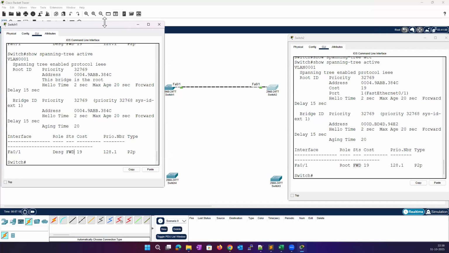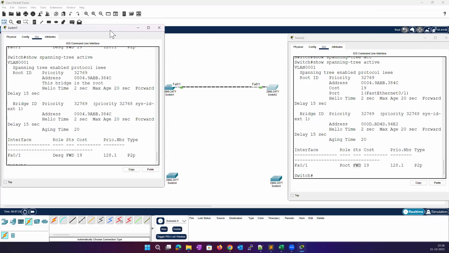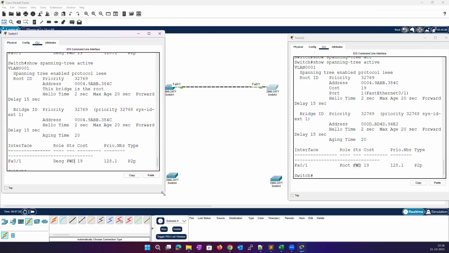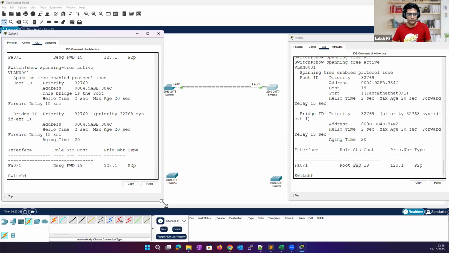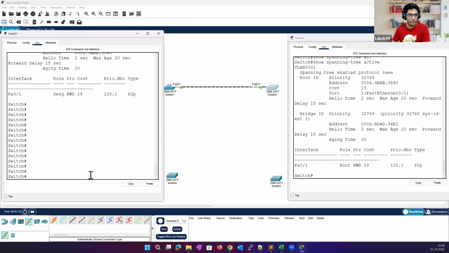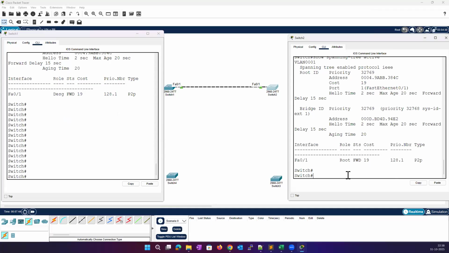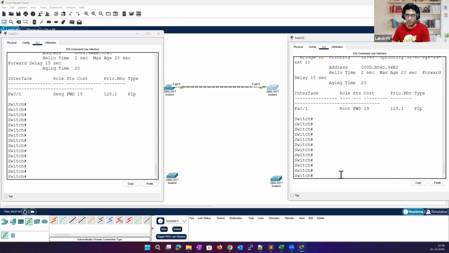The right side is the root switch. No, wait. The designated is there, right? This side is the root. The role is also written root on the right side, but here on the left side the role is designated. Yeah, the role is given as root. So can you tell me which one of them is the root switch? I think the right one only should be the root switch. Okay.